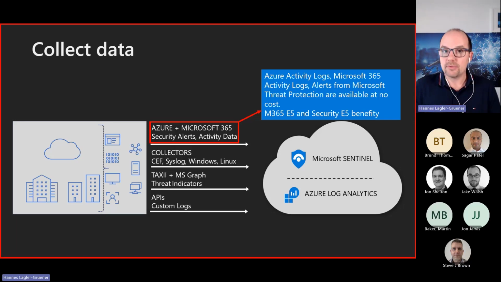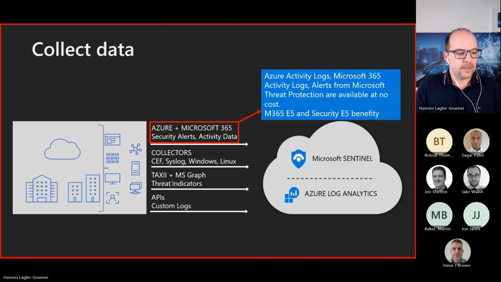If you have Microsoft 365 with a security add-on, the E5 security add-on, you also get 5 GB per user of free data ingest for dedicated data types.